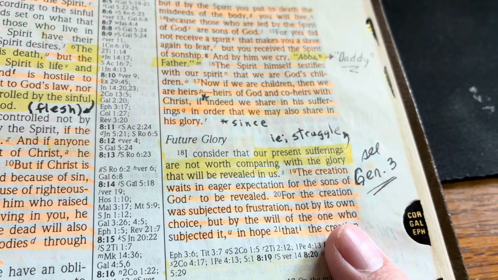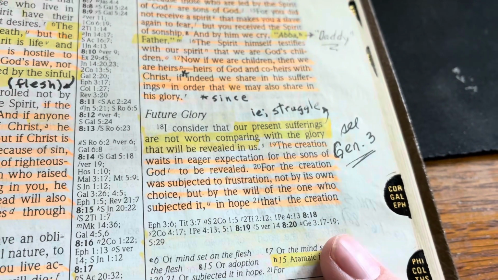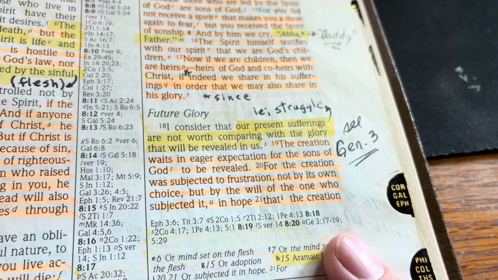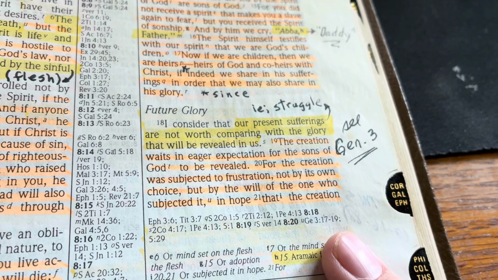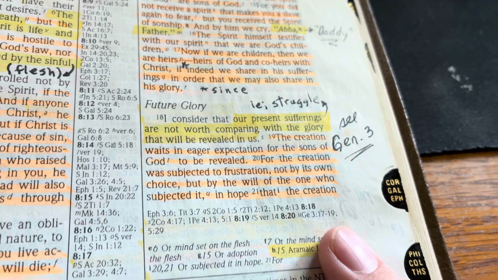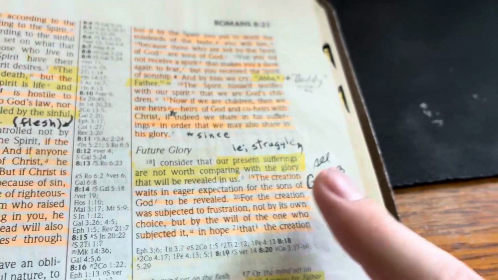waits in eager expectation for the Son of God to be revealed. For the creation was subjected to frustration, not by its own choice, but by the will of the one who subjected it, in hope that the creation. And it goes on the next page, but not to Genesis 3.